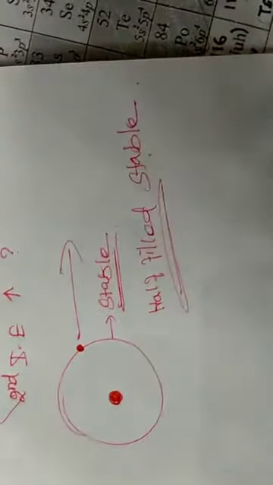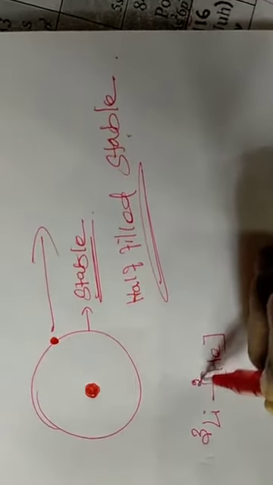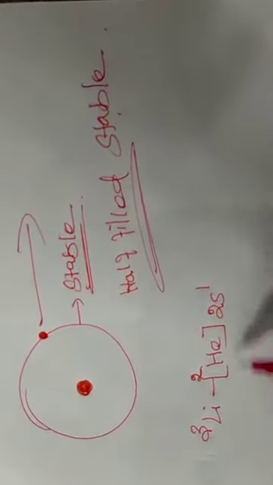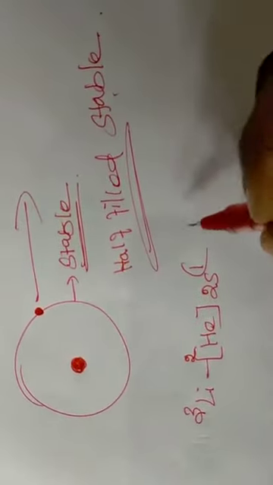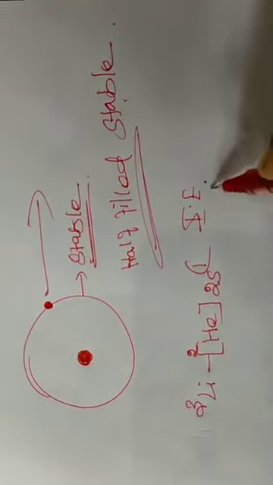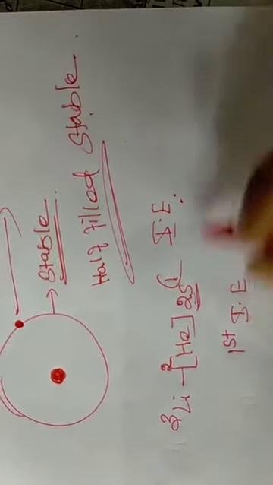alkali metals. You can see lithium, atomic number 3. What is the electronic configuration? Helium 2s1. This is the electronic configuration of lithium. So we removed one electron by applying one ionization enthalpy. This is called first ionization enthalpy. In the first ionization enthalpy, we removed one electron from the 2s orbital.